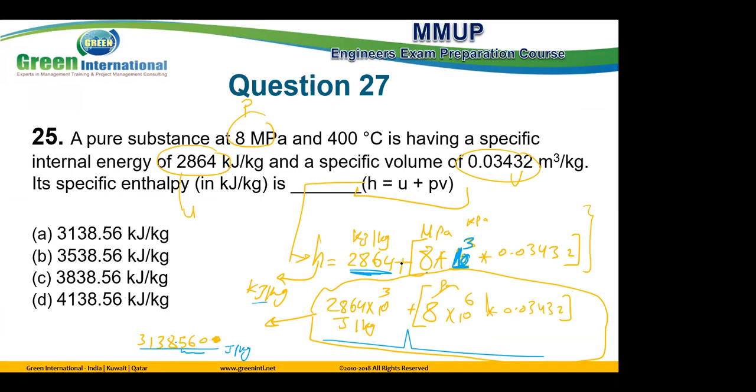This problem does not take time from you. I think it takes 20 or 30 seconds, but you can lose it like this. Units: Pascal is joule per meter cube? No, Joule per kg. Pascal is Newton per meter square, because pressure is force over area.